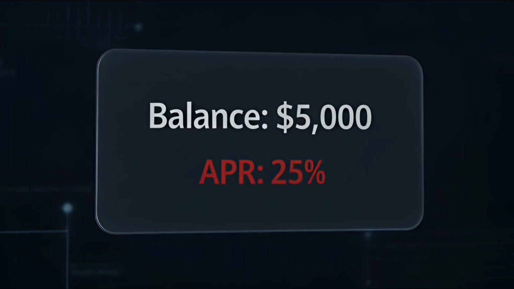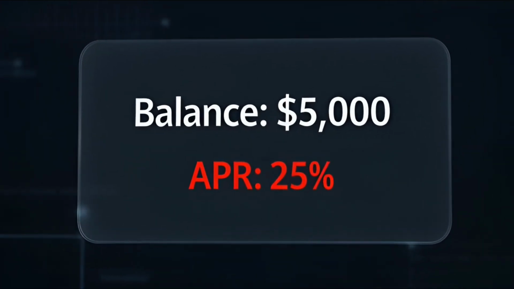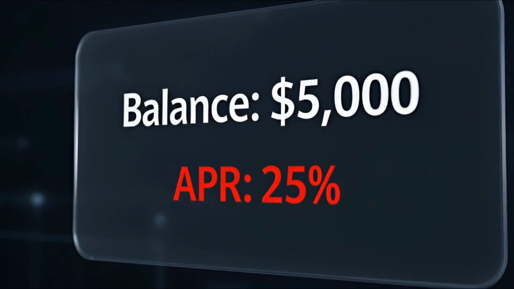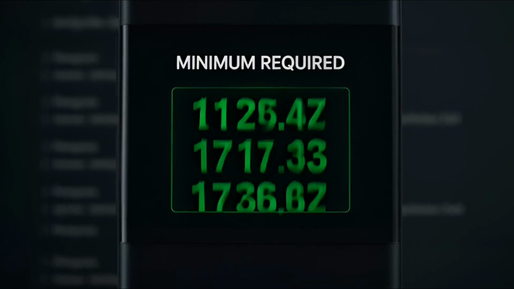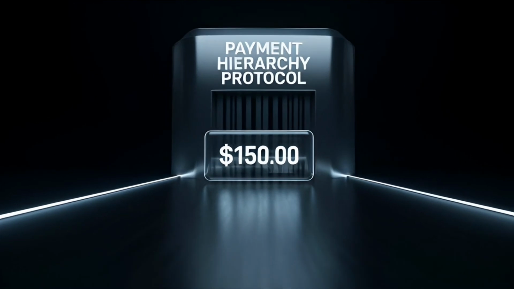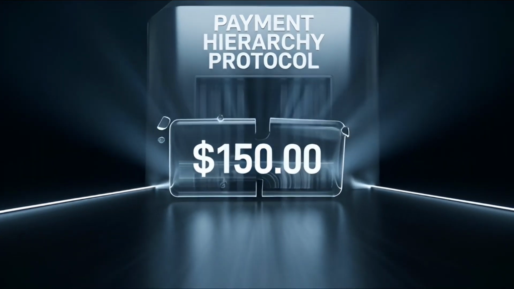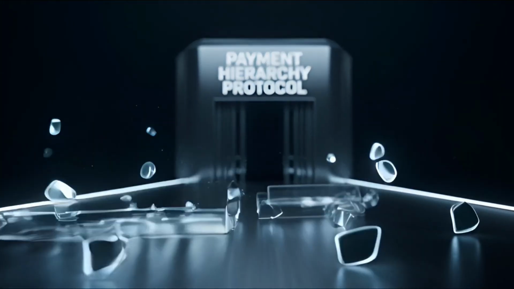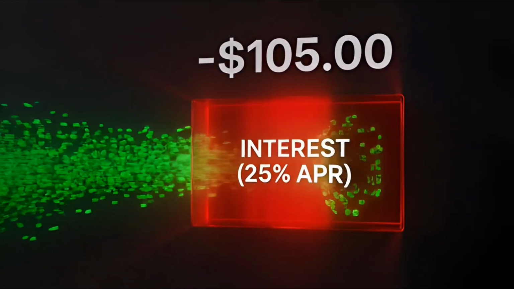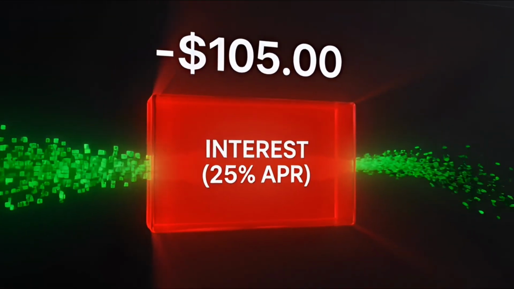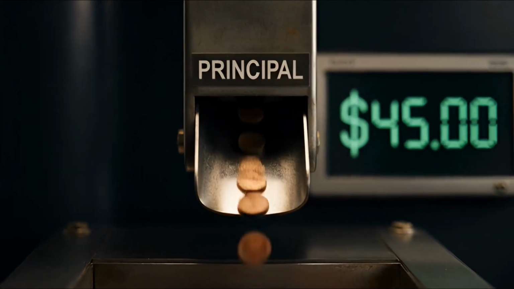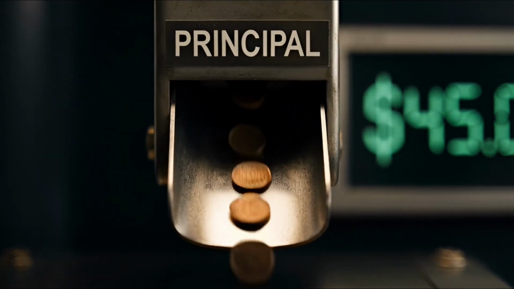Assume a consumer holds a balance of $5,000 on a standard rewards card with a 25% annual percentage rate, or APR. The minimum payment on this account would be approximately $150. When the consumer pays this $150, the bank applies the funds according to a strict payment hierarchy. Interest is paid first. At 25% APR, roughly $105 of that payment is immediately consumed by interest charges. This leaves only $45 to reduce the actual $5,000 principal.